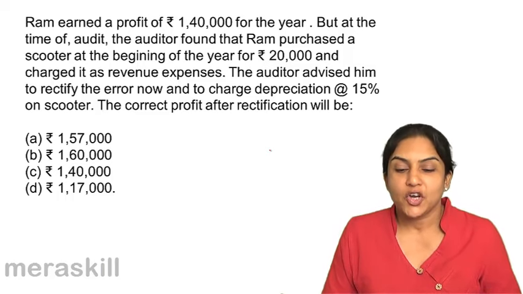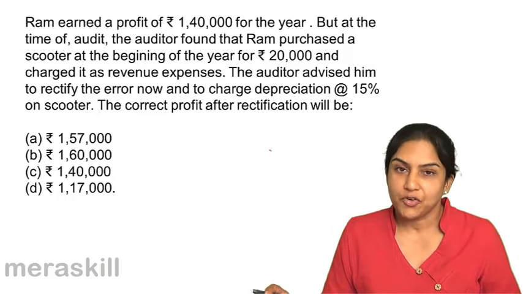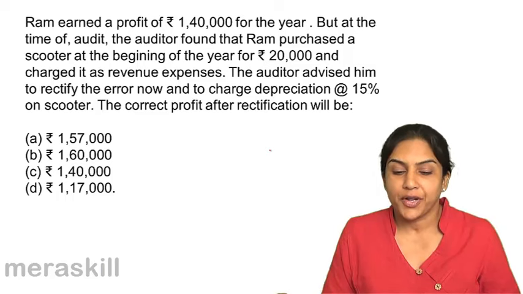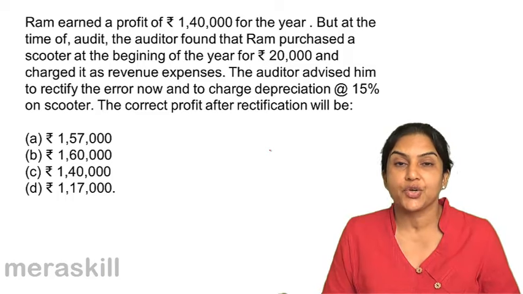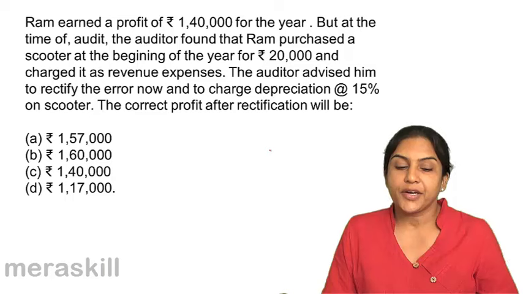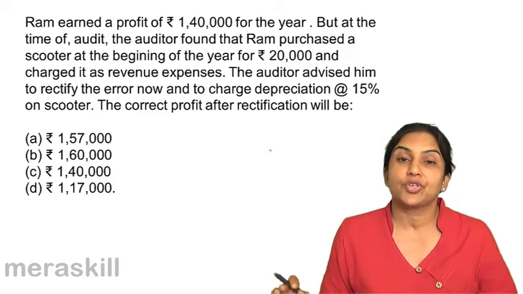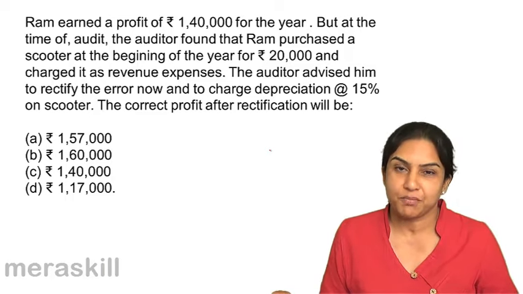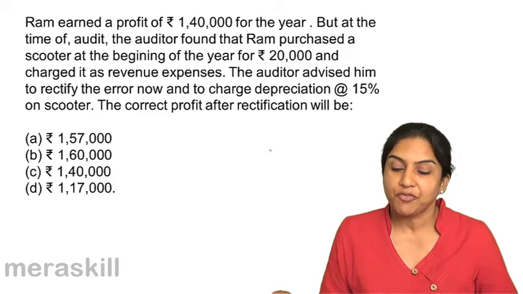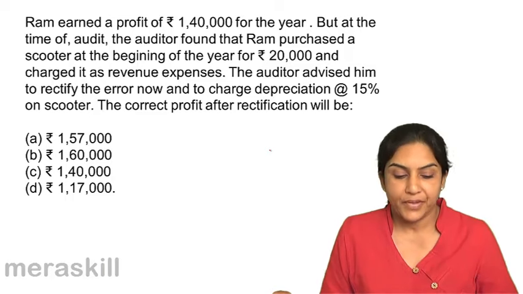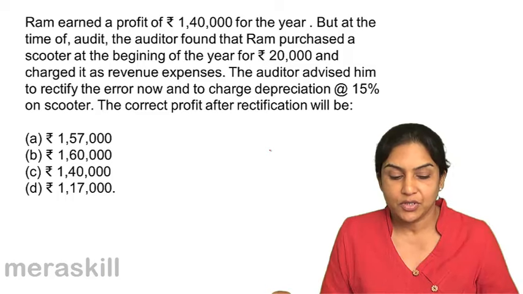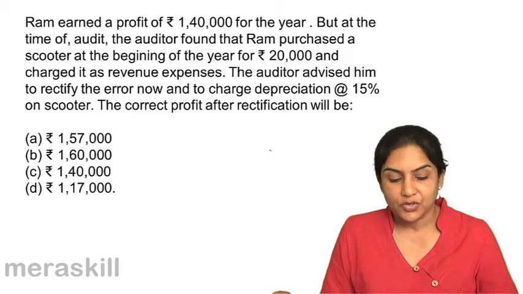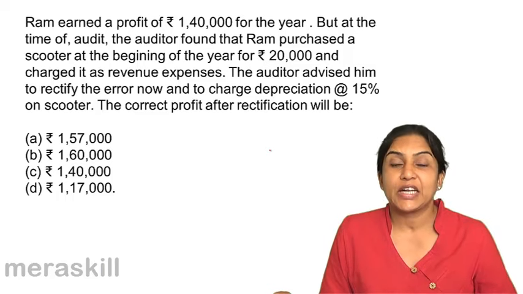Ram earned a profit of rupees 1,40,000 for the year. But at the time of audit, the auditor found that Ram purchased a scooter at the beginning of the year for 20,000 and charged it as revenue expenses. Auditor advised him to rectify the error now, charge depreciation at the rate of 15%. The correct profit after rectification will be A. 1,57,000, B. 1,60,000, C. 1,40,000 and D. 1,17,000.